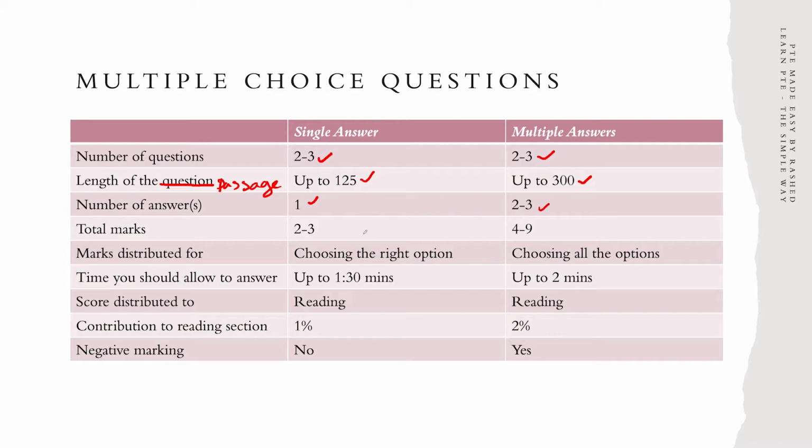And for total mark, of course, if you have only one answer correct, that means it will be 2 to 3 marks. And if you have 2 to 3 answers correct per question, it can be up to 4 to 9 marks. Your mark is distributed for choosing the right option. This is either a yes or no type of multiple choice question, so you get either full mark or you don't get full mark. And for multiple answer, you get a score for choosing all the options correctly, so there is a possibility of getting partial score.